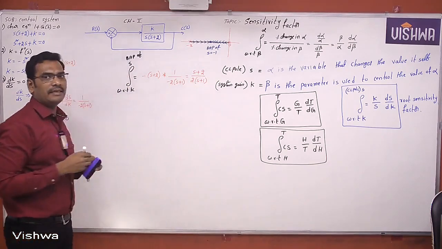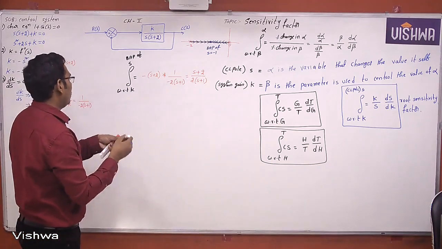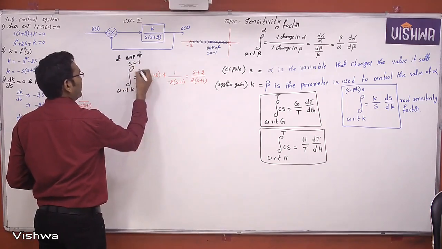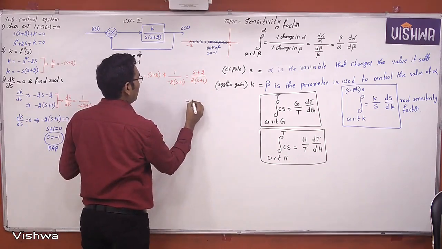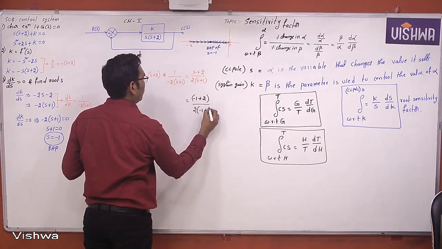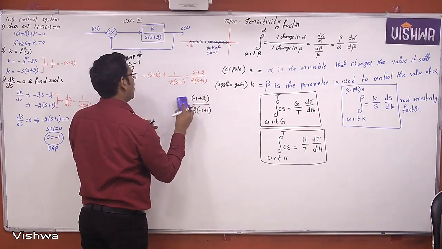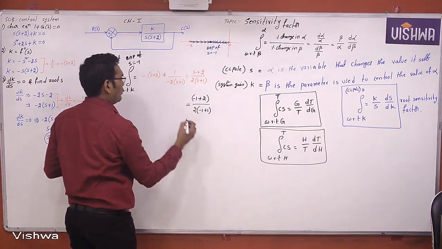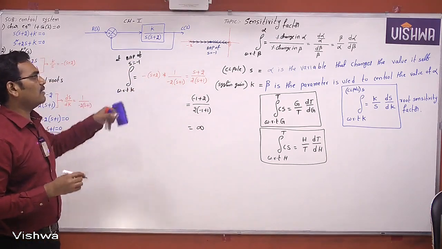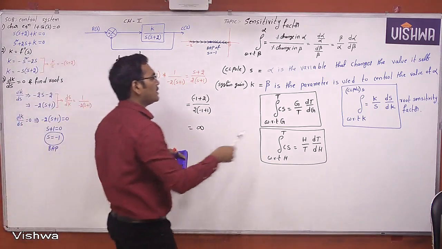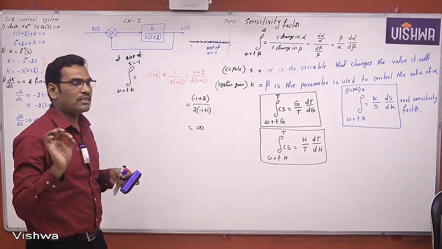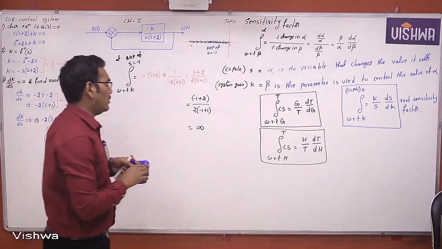This is the sensitivity at the breakaway point of s equal to how much? Minus 1. Substitute here: minus 1 plus 2 by 2 into minus 1 plus 1. Therefore, this is the sensitivity at the breakaway point of s equal to minus 1, which is something by 0, which is infinite. We use this as the sensitivity factor. So if you want to measure the sensitivity at any particular point, you just use the root sensitivity factor formula. Okay, note down.